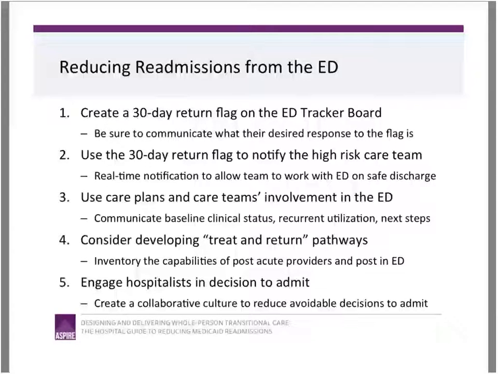Number 3 is use care plans, as we just discussed, and use the care teams to be involved in decisions to admit from the emergency department. So what we mean by that is that the care teams and, by extension, the care plans can communicate some important things about high-risk patients, such as baseline clinical status, recurrent utilization, drivers of utilization, and next steps when predictably the patient returns to the emergency room.